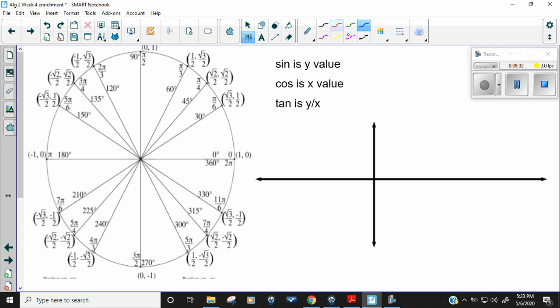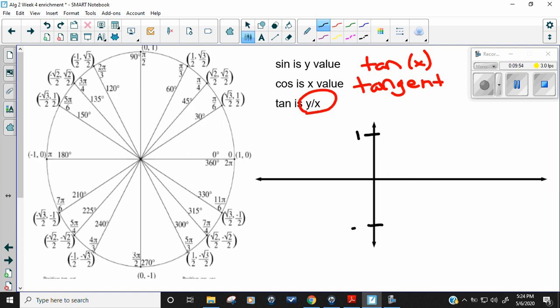So tangent I'm going to do in red on purpose. So tangent of x. And as you know, SOHCAHTOA, tangent is sine over cosine, or y over x. Okay? So tangent, we're going to have to do some division. I'm not sure if I showed you how to divide, maybe. I don't know if I had that in the video last week. The quick way to divide tangent.